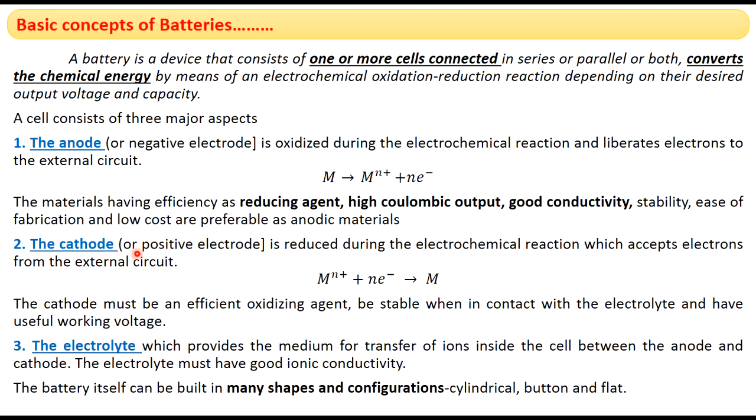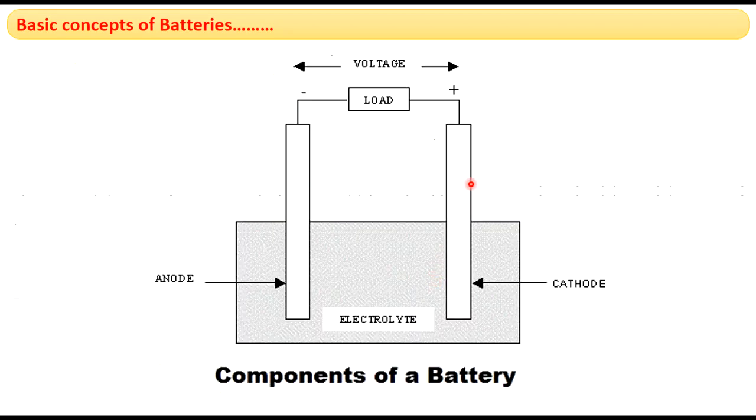The next component is the cathode. It is considered the positive electrode, and it is reduced during the electrochemical reaction, and it accepts electrons from the external circuit. A general reaction is Mn+ plus n electrons gives rise to M. Here Mn+ indicates the ionic form of the cathode, n electrons is the number of electrons it is consuming at the cathode, and M is the solid form of the metal.